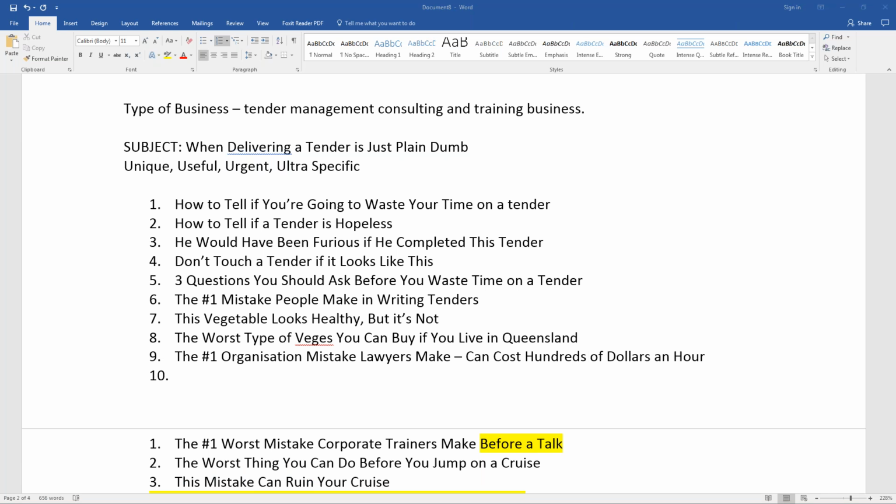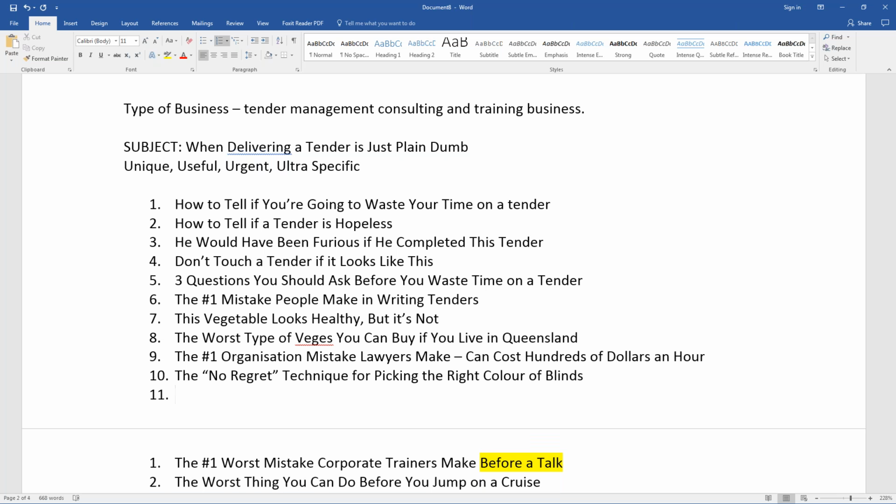If we go custom-made blinds, now if we're doing an email, we might be talking about a client and they bought the wrong type of blind for their house. It was the wrong color. How to pick the right one, the no regret technique. The no regret technique for picking the right color of blinds. So it's like, what's this technique? Or how do I do it? All of that sort of thing. And then you could walk through how to pick the right color and you could tie it into a story.